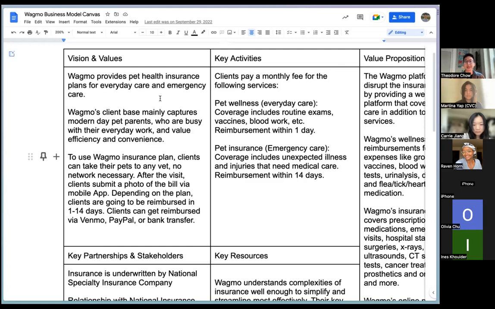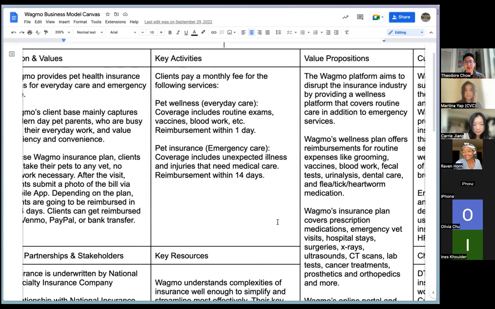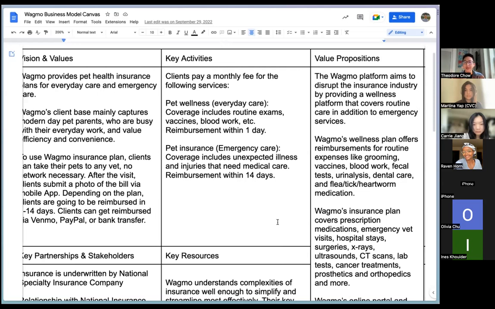So the key activities that they do are also very straightforward: a monthly fee service for either their pet wellness package or their pet insurance package. For those of you who have a pet, you know that routine care is very expensive. So having insurance on your routine care can very effectively minimize the cost you're spending on your pet, as well as ensuring that they're healthy and still well groomed, right?